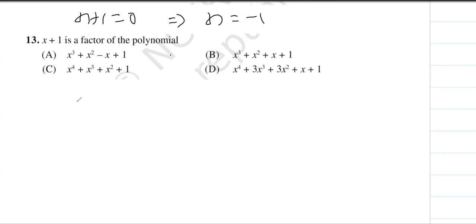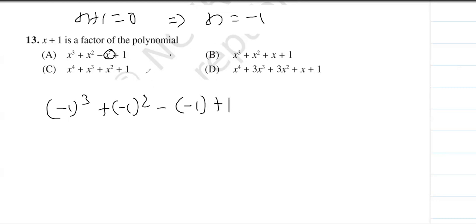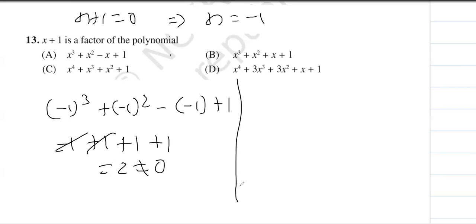Now in the first part, it is x cube, that means (-1) cube plus (-1) square. This is minus x, so this is minus of -1, plus 1. So I did nothing, I replaced x everywhere in this with -1. Now what I'm getting: (-1) cube is -1, (-1) square is +1, and minus into -1, that is +1, right? And this is +1. So with this getting cancelled, we are getting 2. So clearly this is not equal to 0, right? 2 is not equal to 0. So this is not the answer.